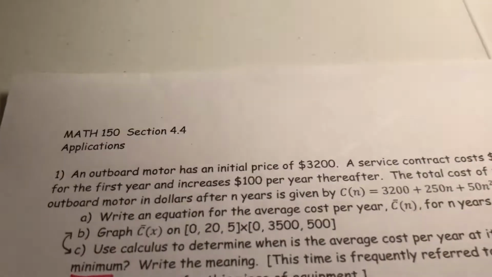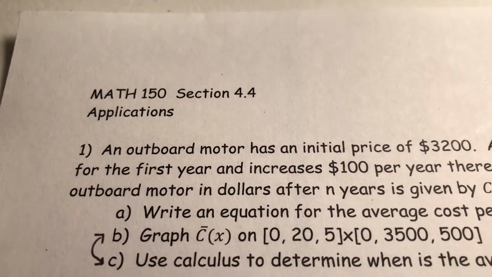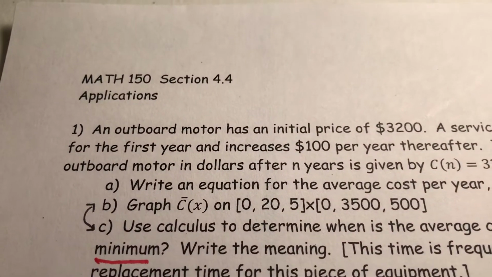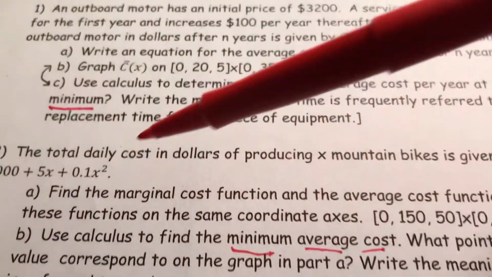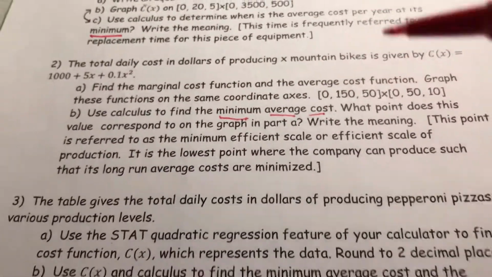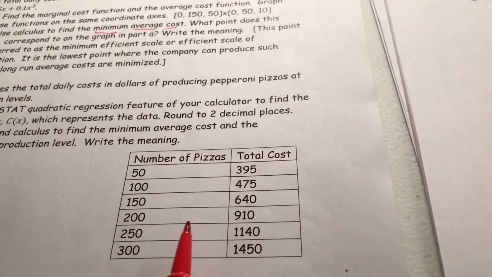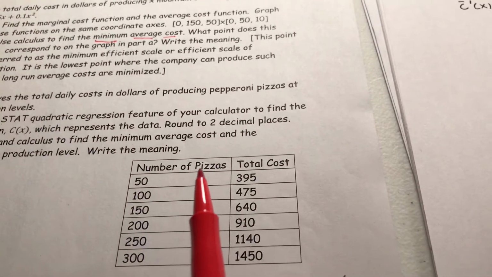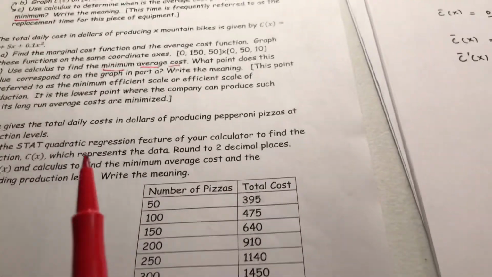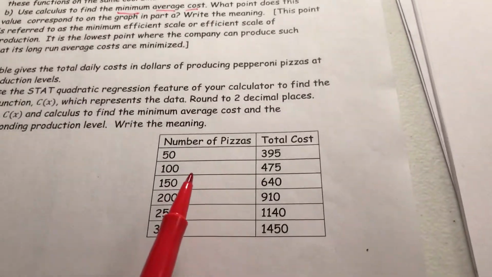So we are working on this worksheet, 4.4 application. We did the outboard motor problem. We did this one with the mountain bikes. And now we're going to talk about pizzas. And we're going to have data given to us instead of a function. It's been a while, or I'm not even sure if we've done this quite yet in this class.